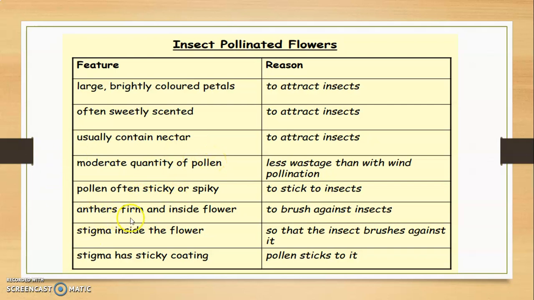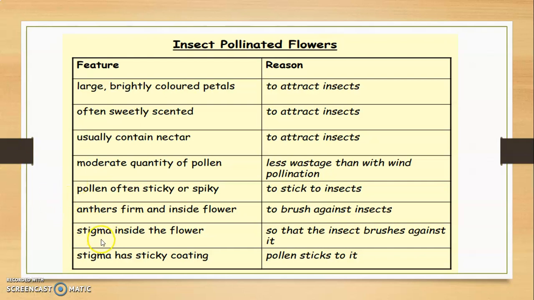Also, the anthers are firm and inside the flower, and that's because they need to brush against the insects, so that the anther won't fall off whenever an insect comes. They need to be firm, okay? And they stay inside the flower because they need to brush against any kind of insect that passes by to collect nectar.